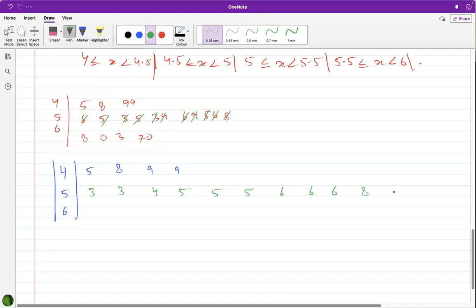There's 1, 9 as well. When we look at the last line, that is 0, 0, 3, 0, 0, 3, 7, 8. Now you can see the least value is 45, the highest value is 48, and everything is in order. So that is stem. Those are the leaves.